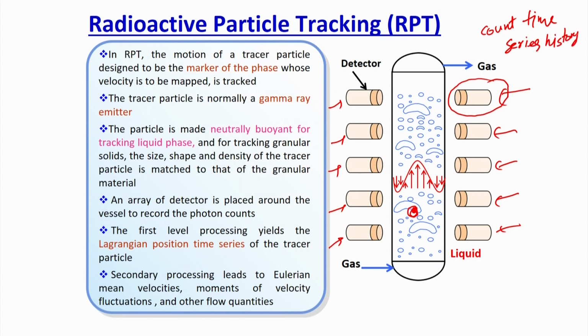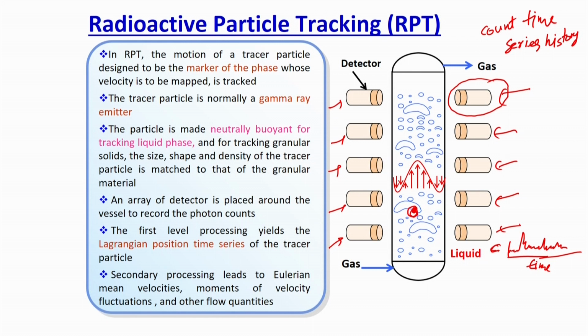So, what does it mean? Say for each detector, suppose I will get a graph where the y axis will be count, I am denoting it with C, and the x axis will be time, and you will see how the counts, or photon counts, because once I say count, it means photon counts, are changing with time on each detector. So, you will get a photon count time series history for each detector with the particle movement.